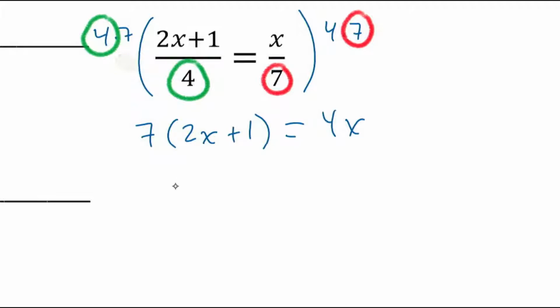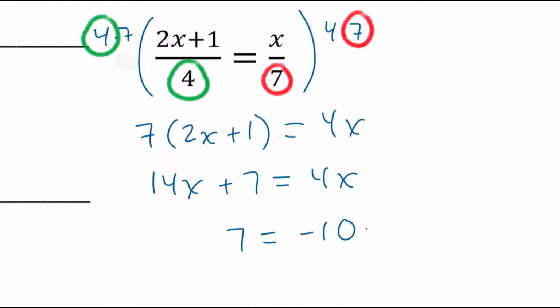Let's distribute the 7 here, so this becomes 14x plus 7 equals 4x. I'm going to take away 14x from each side. That's going to give me 7 is equal to negative 10x. I subtracted 14x from each side. And then finally, 7 over negative 10 is what x is. I divided both sides by negative 10. So x is negative 7 tenths.